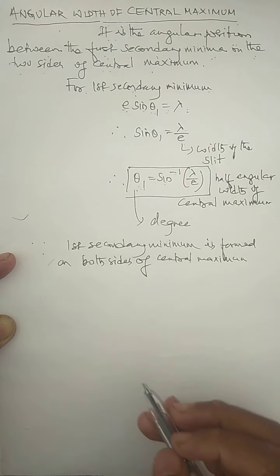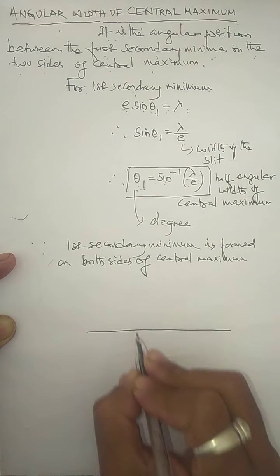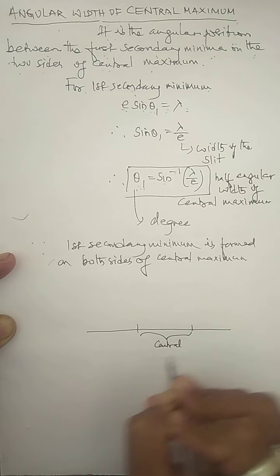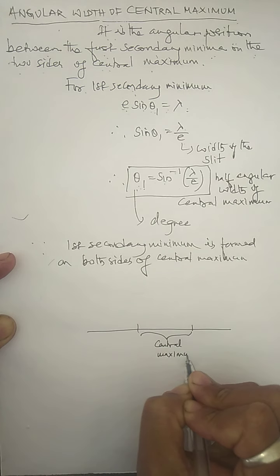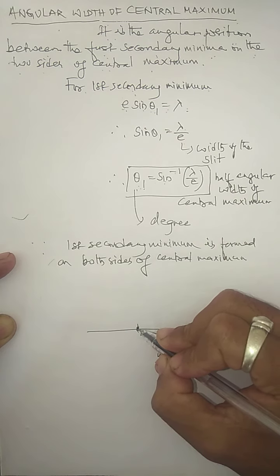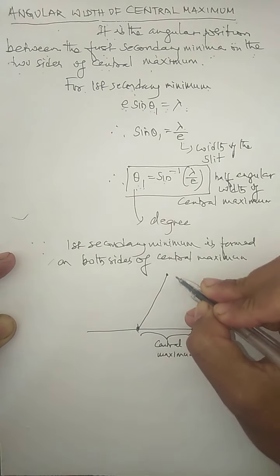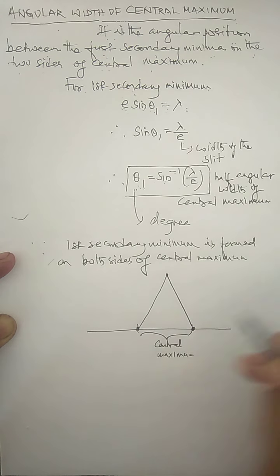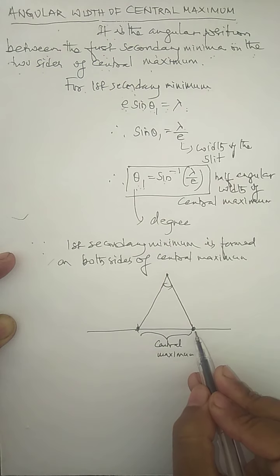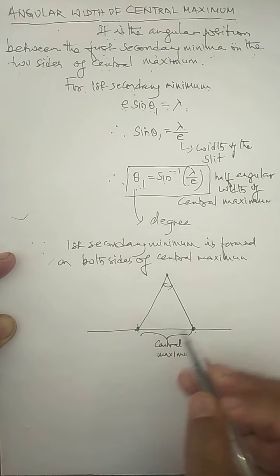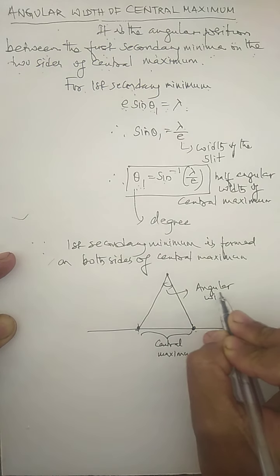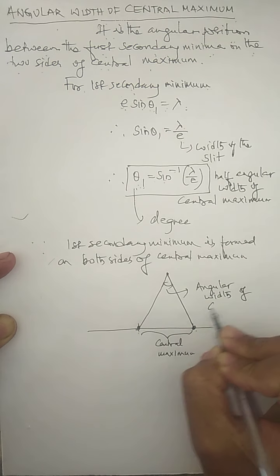So to measure the angular width of central maximum, it will be like this. Let me just show you this way. Suppose this is the central maximum, then this is the first secondary minimum and this is also the first secondary minimum. With respect to the central position of the central maximum, I can draw a line and see an angle. That is the angular separation between the first two secondary minima on either side of central maximum. And this angle is measured as the angular width of central maximum.